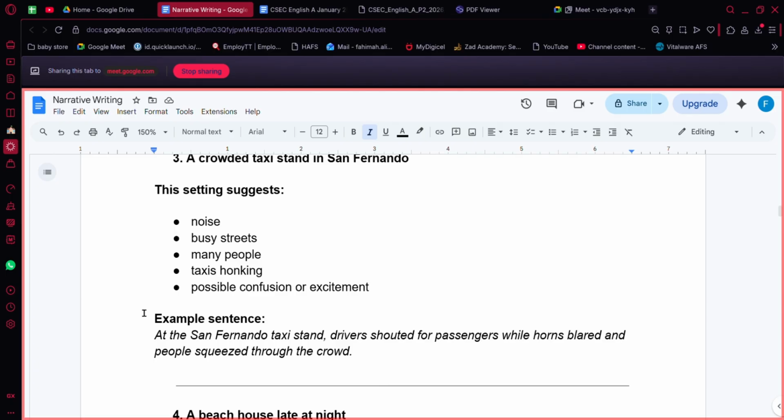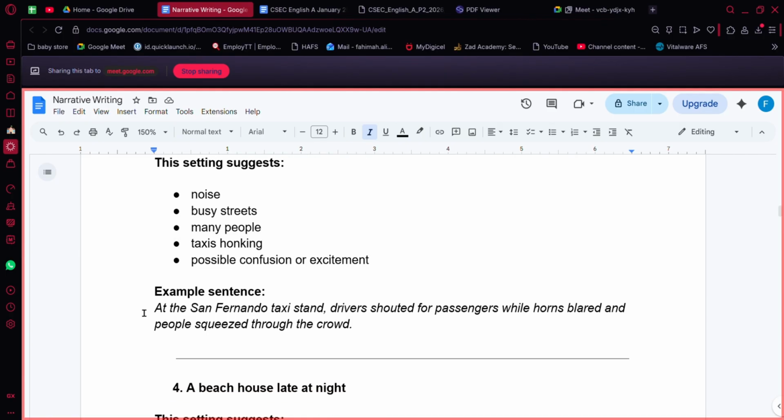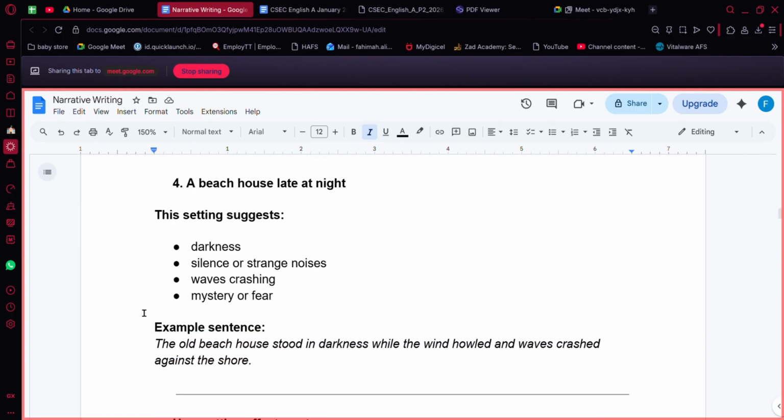Now, if we have a beach house late at night, we have darkness, silence or strange noises, waves crashing, mystery or fear. The nighttime in literature is used to create a sense of creepiness or spookiness or fear or mystery. You wouldn't use bright daylight, birds chirping, the wind blowing and the trees dancing and swaying in the wind to create an atmosphere of mystery and fear, because that just signifies a nice, happy, bright day, so something good happening. But if you want something dark and scary to happen, the atmosphere must also be dark and scary.